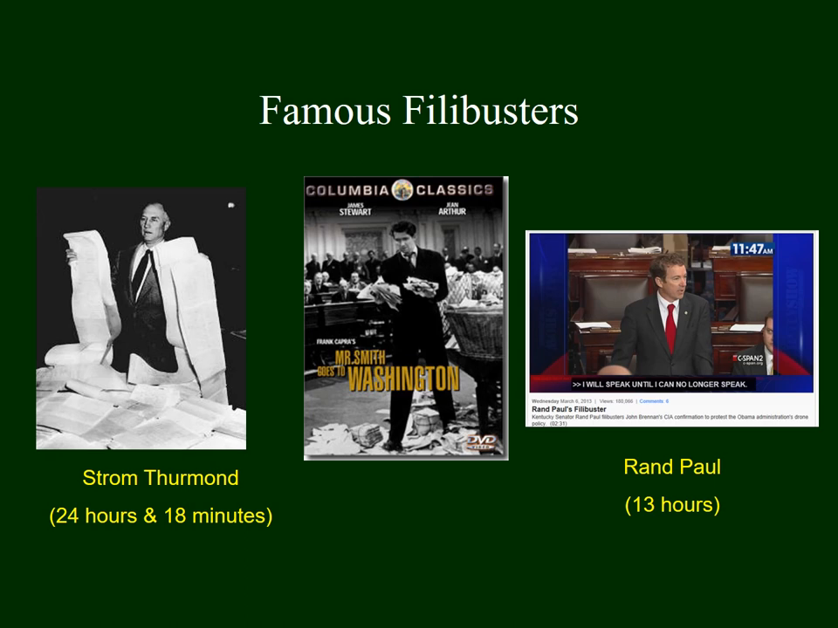The longest filibuster in American history was undertaken by Strom Thurmond in the 1950s. He was opposed to some civil rights legislation, and he took the floor of the Senate, and he held it for 24 hours and 18 minutes.